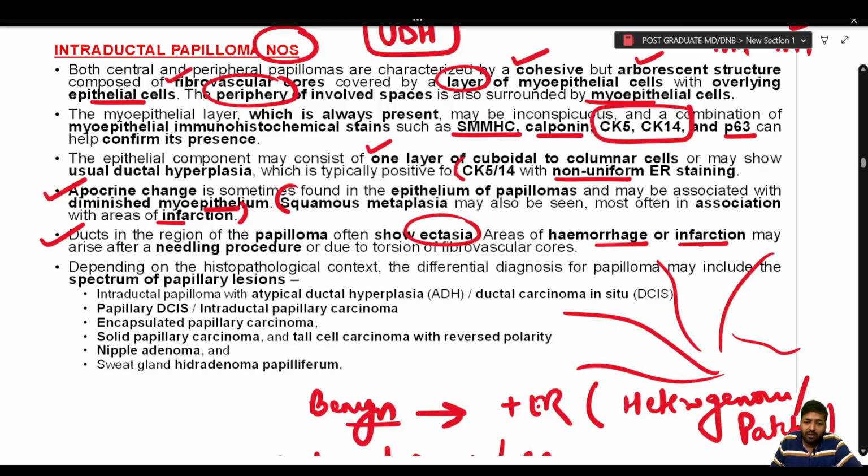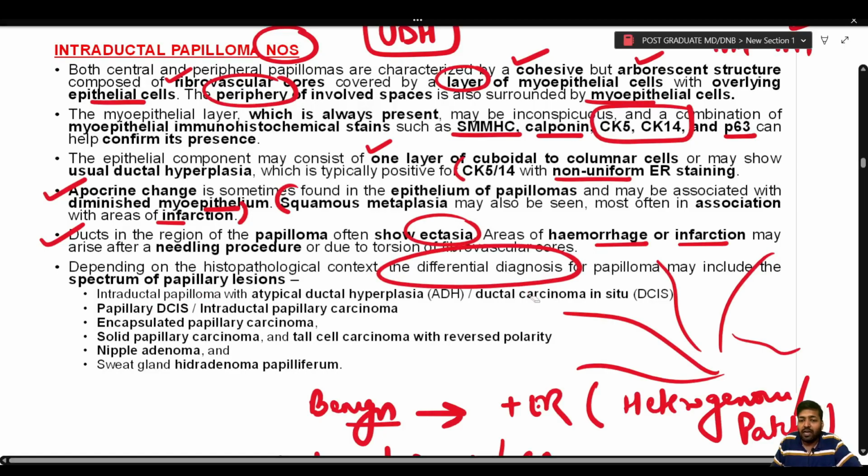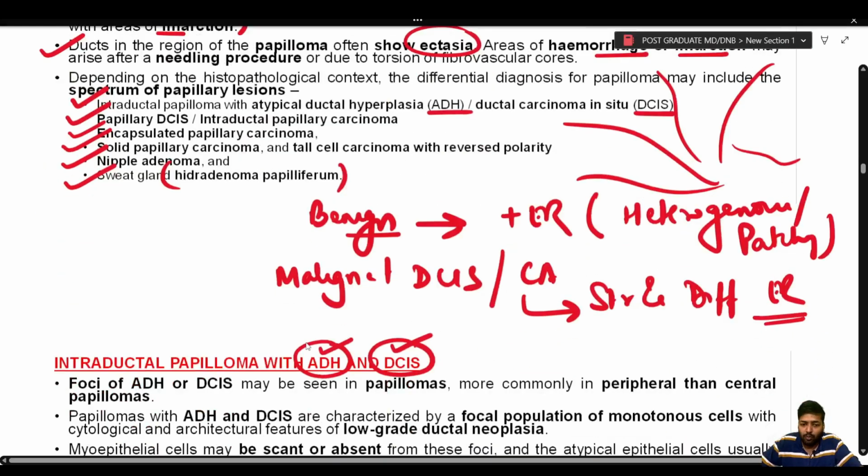Now, depending on the histopathological context, there can be differential diagnoses for a papilloma. So basically, what are the differential diagnoses? All the entities in the papillary lesions form differential diagnoses for each other. So you will be questioned on that particular aspect. So what are the differential diagnoses over here? We have intraductal papilloma, which also has ADH and DCIS, or papillary DCIS or intraductal papillary carcinoma, encapsulated papillary carcinoma, solid papillary carcinoma, and tall cell carcinoma with reverse polarity, nipple adenoma, and sweat gland hidradenoma papilliferum. So these are all the important differential diagnoses of a papilloma.